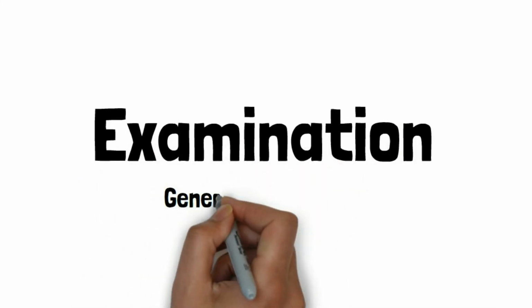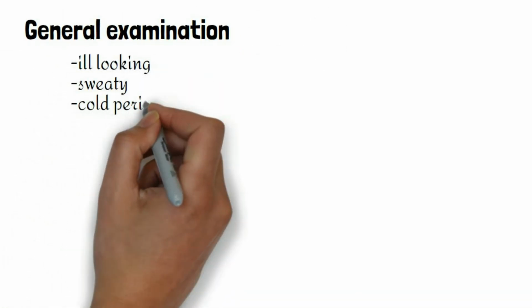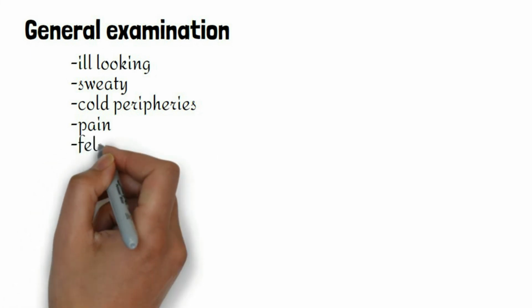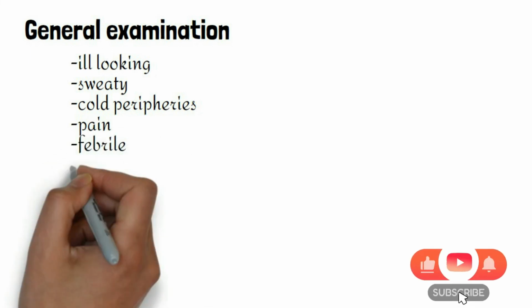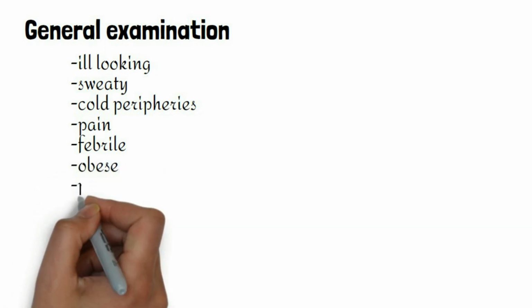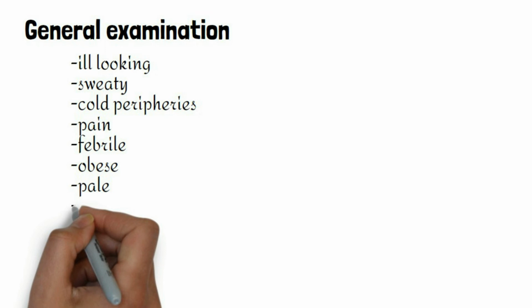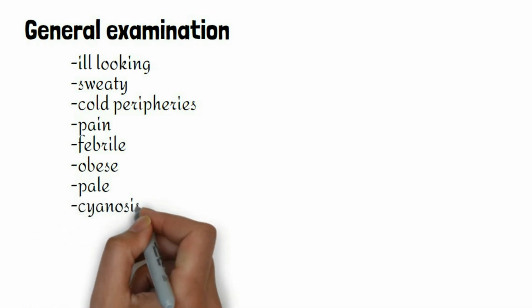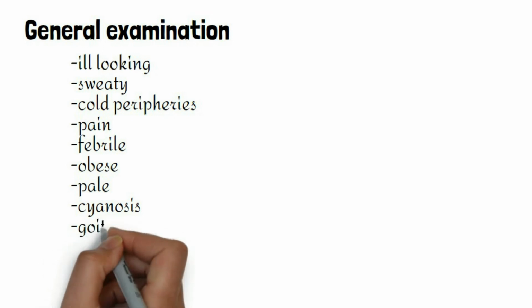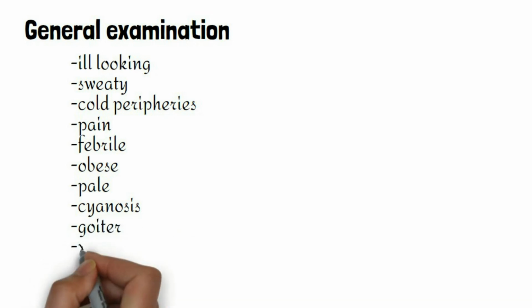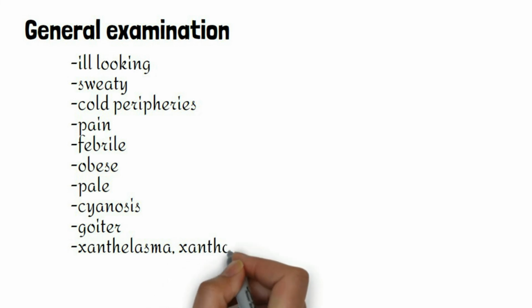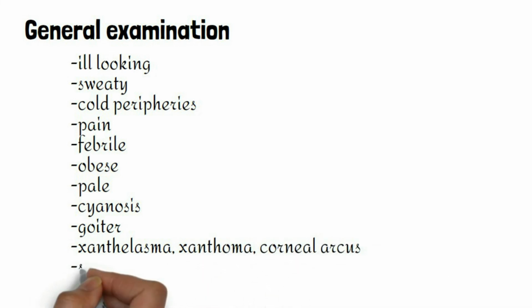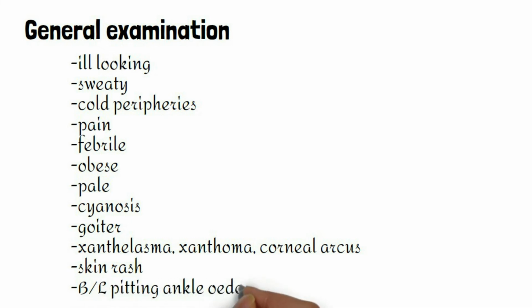In general examination, you may find some findings such as ill-looking, sweaty, cold peripheries. Patient is in pain. Febrile, may be due to pneumonia, pericarditis, pulmonary embolism. Obese. Pale in myocardial infarction and anemia. Cyanosis in left ventricular failure. Goiter in hypo or hyperthyroidism. Xanthelasma, xanthoma, corneal arcus due to hypercholesterolemia. Skin rash, herpes zoster. Bilateral pitting ankle edema.